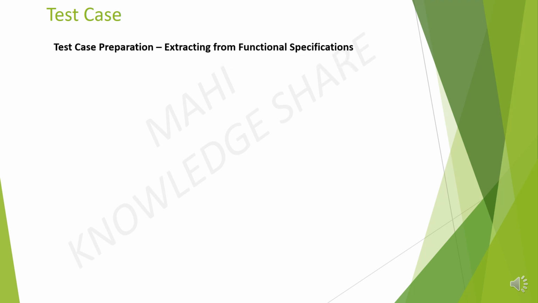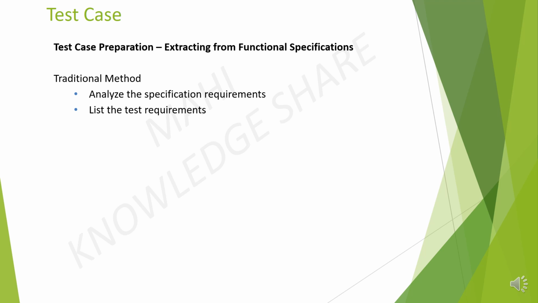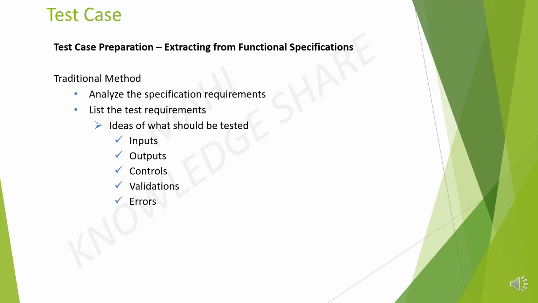How test cases are extracted from functional specifications. Through the traditional method, we will analyze the specification requirements, then list the test requirements, where the tester needs to come up with ideas of what should be tested, along with details like inputs, outputs, controls, validations, errors, and processes and business logic. Finally, we will write a test case for each test requirement.